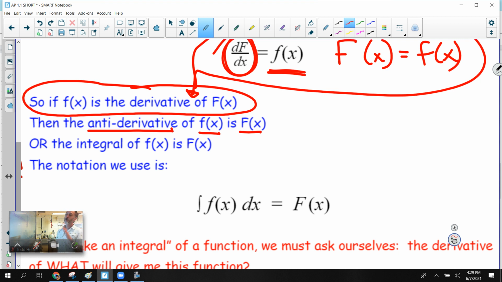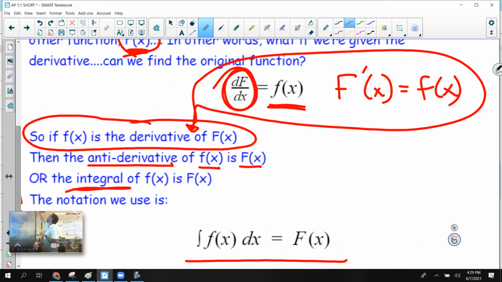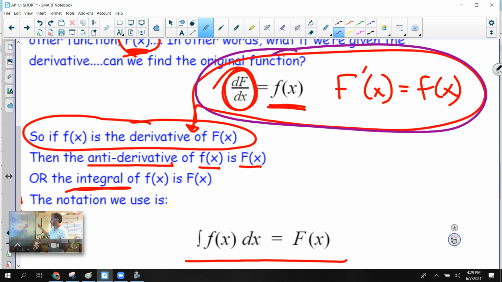Now, after a week or so, you probably won't use the word antiderivative and you'll just use the word integral. The word antiderivative and integral, as far as I know, are synonymous. Your math teacher may tell you differently, but yeah, all right? So what notation do we use? How do we write the integral of a function or the antiderivative of a function, all right? And here's what it looks like. Everything that's written up here in this purple circle, we could rewrite using integral notation and it would look like this.